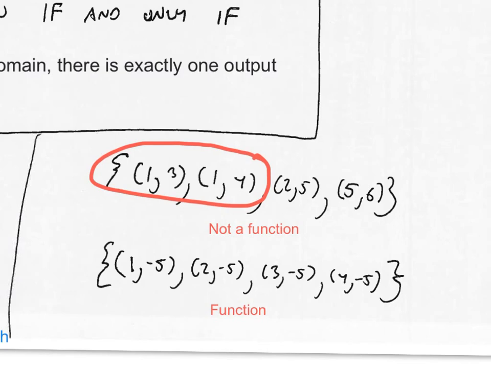On the bottom, even though -5 appears multiple times as an output, each input is still mapped to only one output. 1's output is -5, 2's output is -5, 3's output is -5, and 4's output is -5. Each input has its own specific output, and no inputs have more than one output.